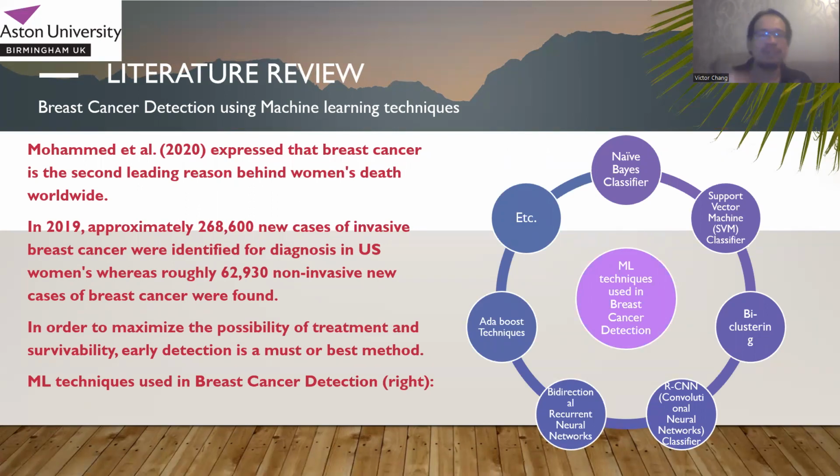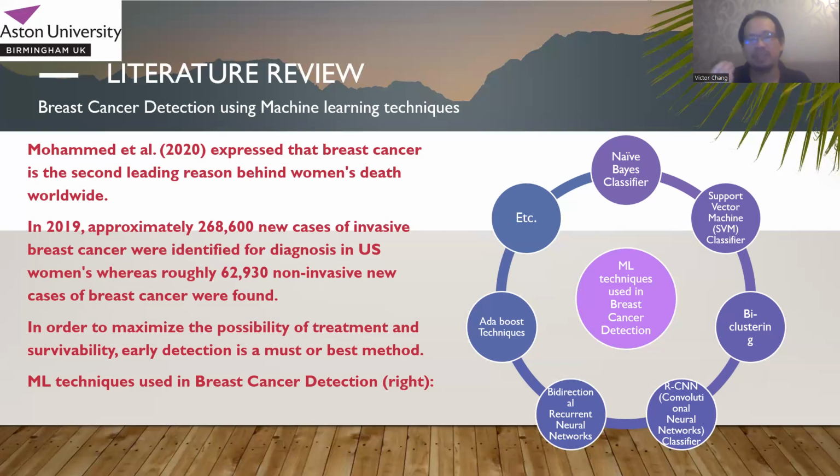First of all, breast cancer in particular is the second leading cause of women's death worldwide. It's getting very serious now. Since 2019, approximately more than 268,000 new cases of invasive breast cancer were identified for diagnosis in U.S. women, whereas nearly 63,000 new cases of non-invasive breast cancer were found.